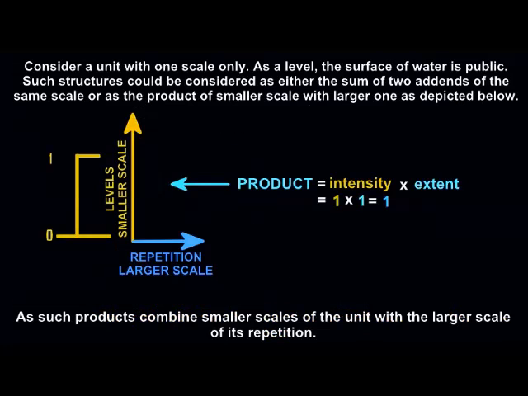Consider a unit with one scale only. As a level, the surface of water is public. Such structures could be considered as either the sum of two addends of the same scale, or as the product of smaller scale with larger one as depicted below. As such, products combine smaller scales of the unit with the larger scale of its repetition.